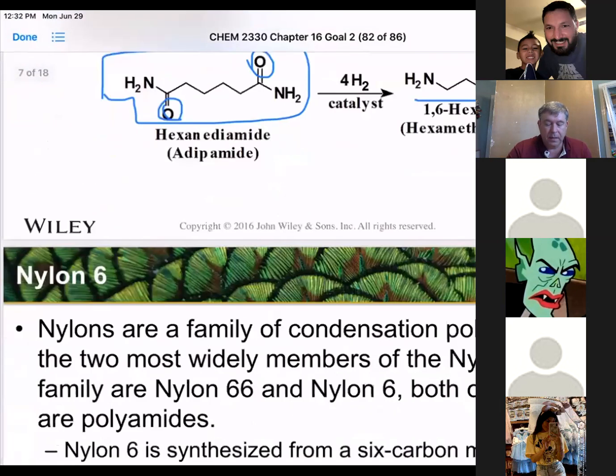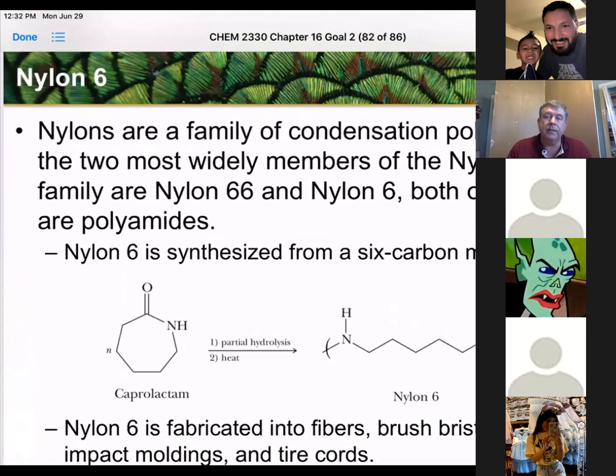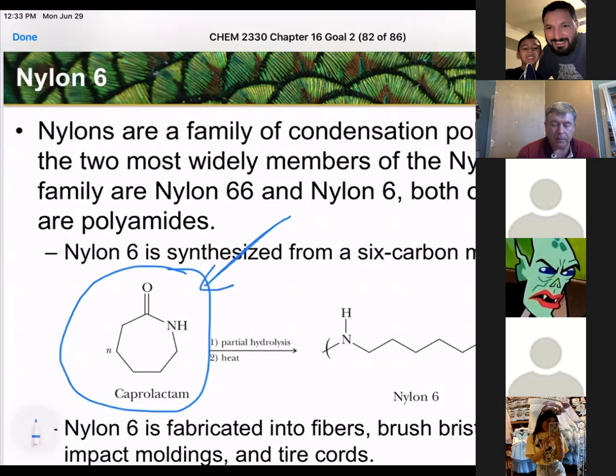Okay. So in contrast, if nylon 6,6 was taking a 6-carbon amine and a 6-carbon carboxylic acid, for nylon 6 we are taking a compound that has the carboxylic acid and the amine on the same compound. And the way we have that is the cyclic amide. When we remember, we called the cyclic amides lactams.